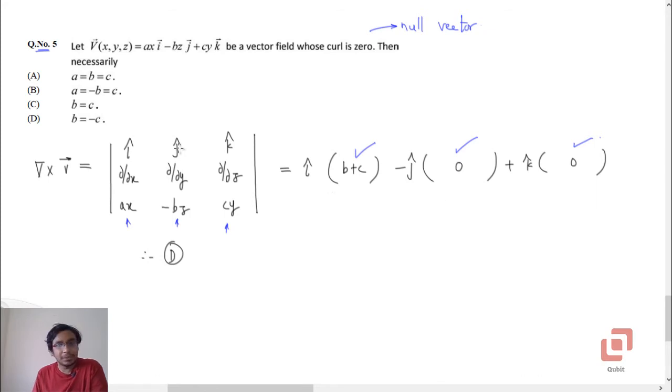Let us now go to the i component, which, as we have determined, is b plus c. If the curl is 0, then b plus c must be 0. That means b has to be equal to minus c, and this function's curl will always be a null vector irrespective of the value of a. So that is D, a very simple question.